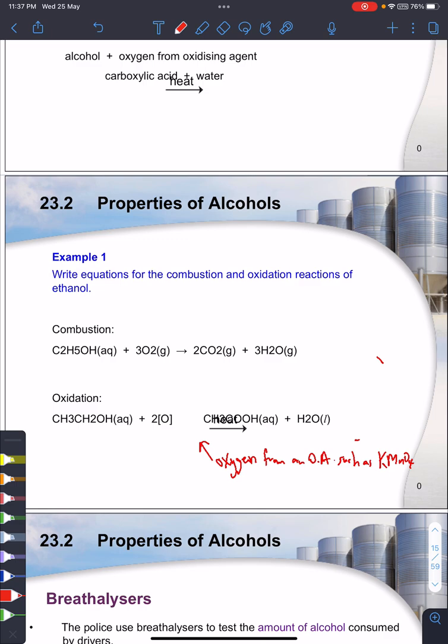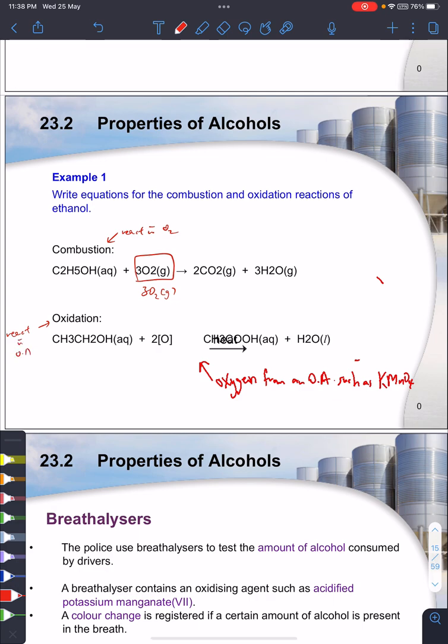So this is how we write the equation. Combustion means reacting with oxygen, not really an oxidizing agent but oxygen. So when you write it out, you write 3O2(g), which is oxygen. But when you are doing oxidation, you are reacting with an oxidizing agent. Then honestly, the main problem you will face is that I need to write KMnO4 in my equation also. What does it form? Very complicated.